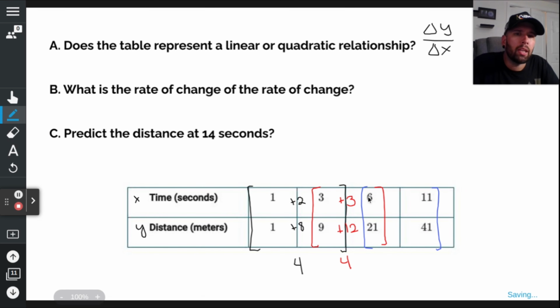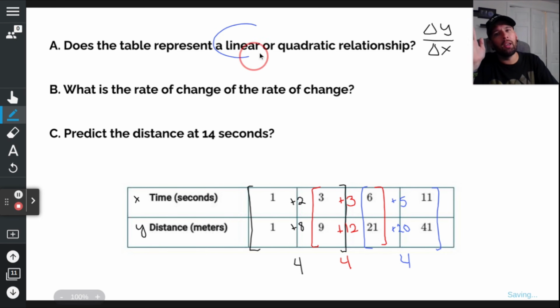To get from 6 to 11, I add 5. To get from 21 to 41, I add 20. My y value changes at 20. My x value changes at 5, 4. The rate of change is the same for all 3 possibilities. Therefore, it's linear. Good.